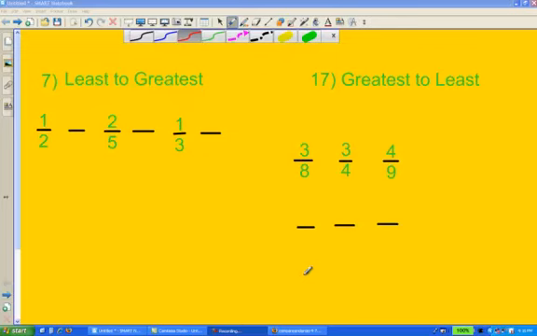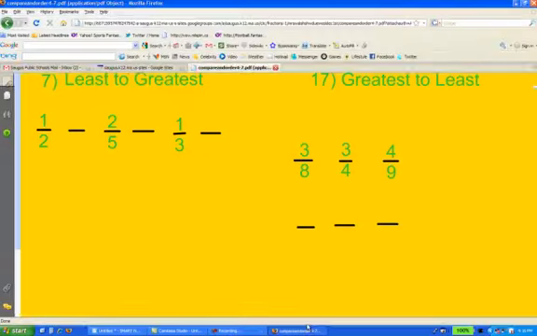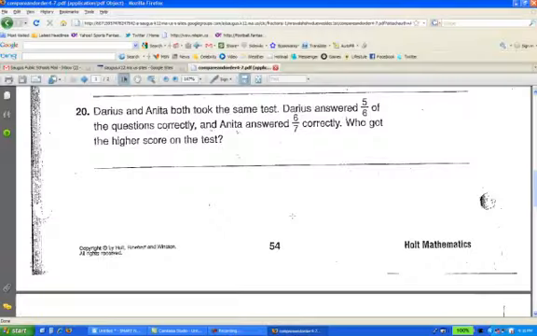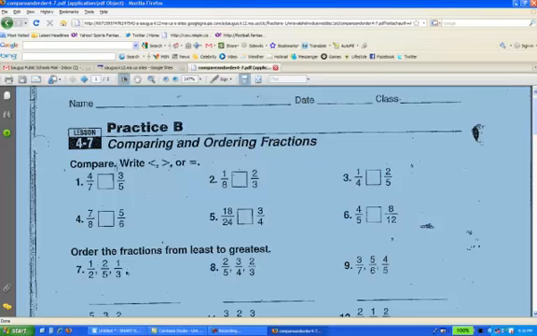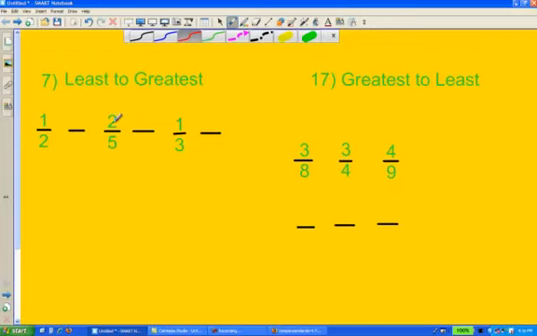All right. Where did I get these problems? This is number 7 here, at least the greatest. Where did you get number 7, Mr. Schreiner? That is actually from right over here. I got 1/2, 2/5, and 1/3. It's right from practice B on your homework. So, same numbers here, 1/2, 2/5, and 1/3.